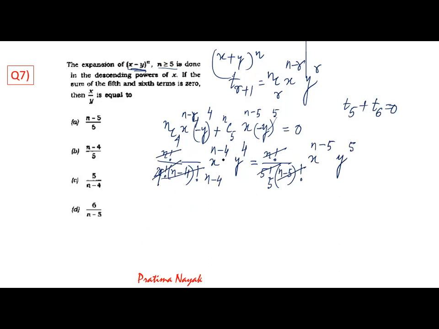Now x to the power n minus 4 and x to the power n minus 5. So on the left side, I'll get x upon n minus 4. On the right side, I'll get 1 y and your 5. So what will be x by y? x by y is equal to n minus 4 by 5. So you need a little bit of calculation here. So n minus 4 by 5 is the answer.